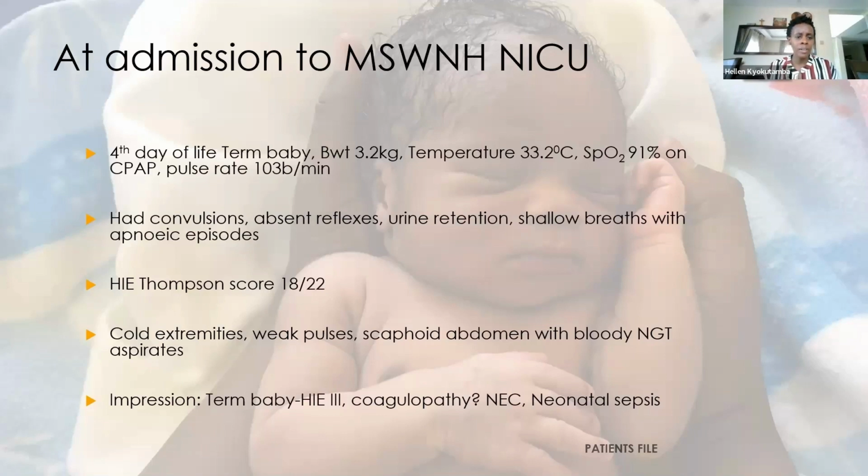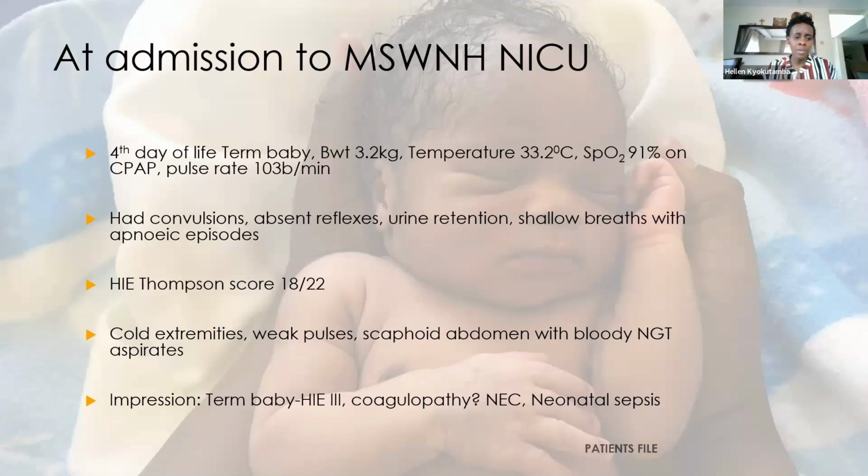When we did the scoring, we used what we call the HIE Thompson score for us to categorize the severity and manage accordingly. When we scored using the Thompson score, we saw that this baby had a score of 18 out of 22, which would categorize that as severe HIE or HIE3.